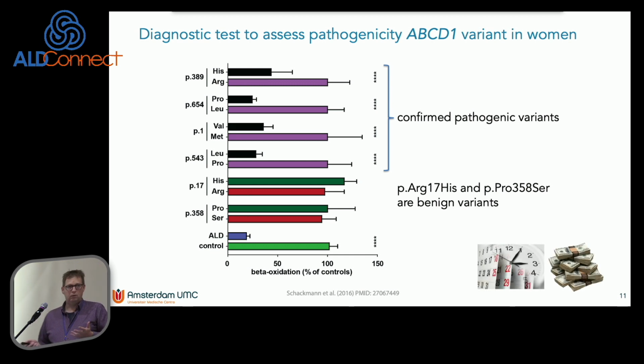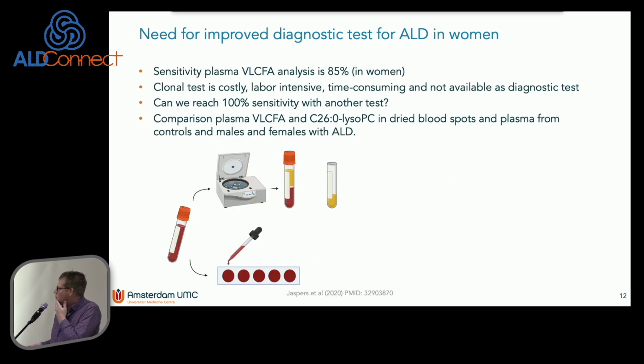So this is very cool, and we were proud of this, but it took us a year to do this. So this is not a diagnostic assay. And then we said, well, we have to improve this, because these 15% of false negatives is a major problem. So the sensitivity of the plasma very long chain fatty acid assay is not sensitive enough. It's also not my favorite assay to do, because it's very time consuming. And it's costly.